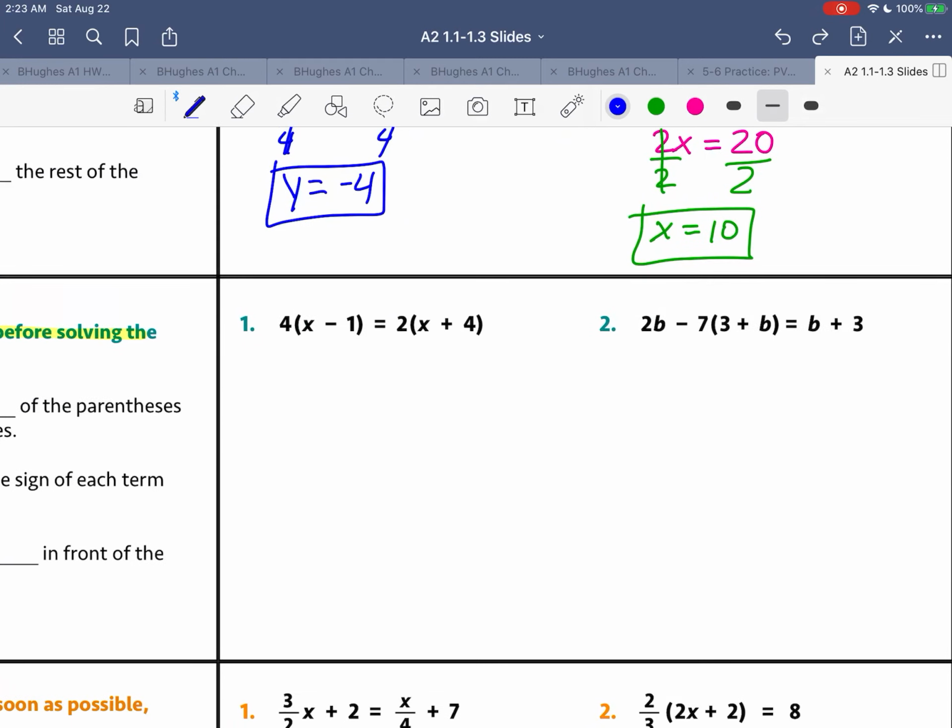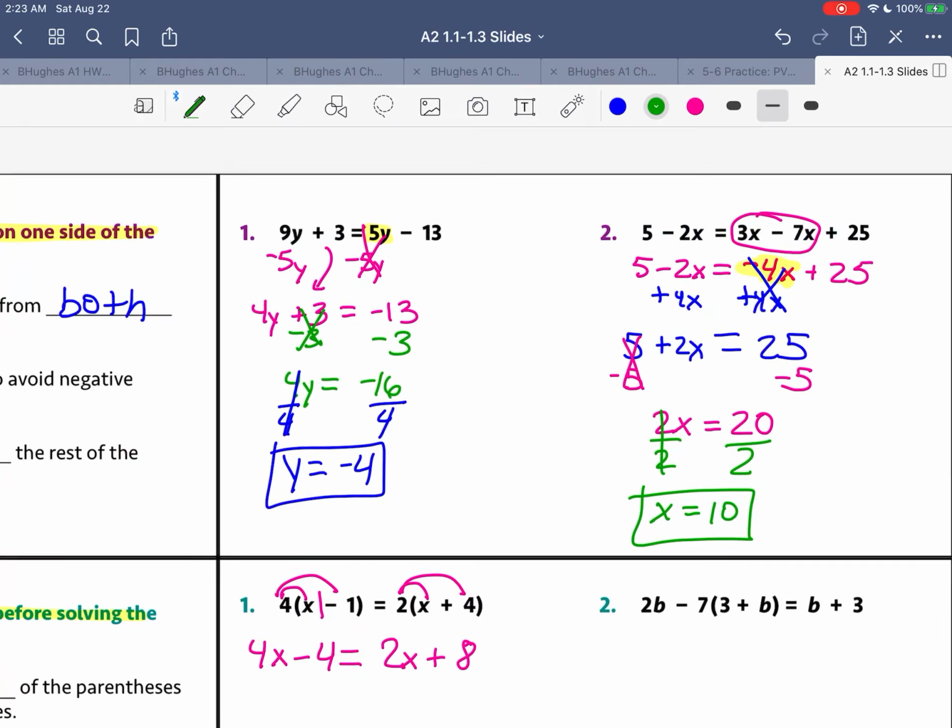Okay, all right, so now let's try the two examples. Look at the first one. I see my equal sign right there. I do have parentheses on both sides, so I'm going to go ahead and do that distributing on both sides first before I start moving things from side to side. So in this case, I'm distributing a 4, so I'm going to multiply 4 with x and 4 with -1. So that would give me 4x minus 4. Then on this side, I'm distributing a 2. So I'm doing 2 times x and 2 times 4, which is 2x plus 8.